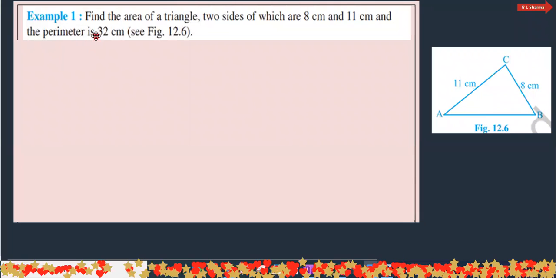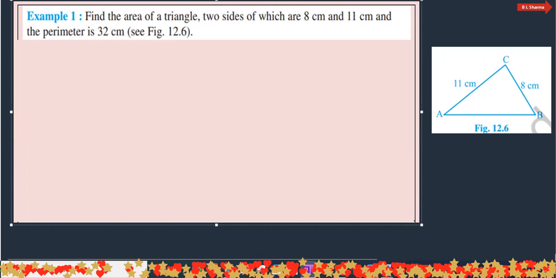Now example number 1: find the area of a triangle, two sides of which are 8 centimeter and 11 centimeter, and the perimeter is 32 centimeter. That is 8 centimeter and 11 centimeter. The third side is not given, but we know the perimeter means the sum of all three sides. Perimeter का मतलब है कि तीनों sides का जो sum है वो 32 centimeter है.